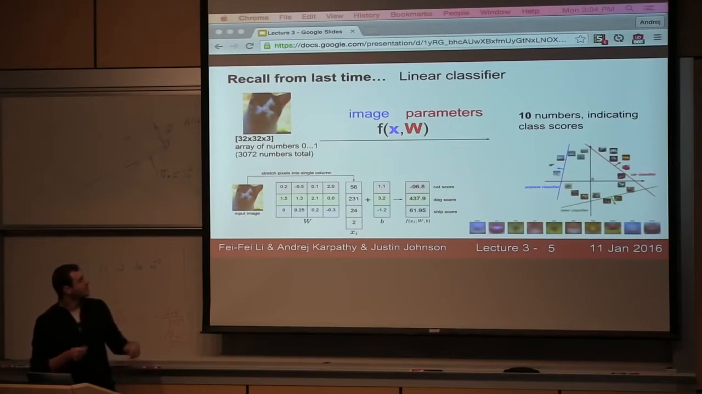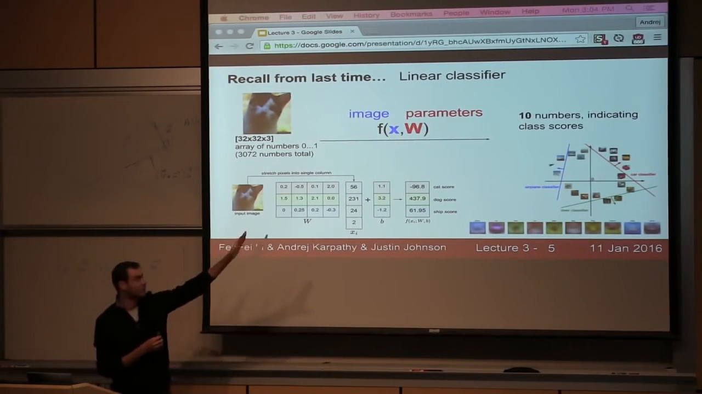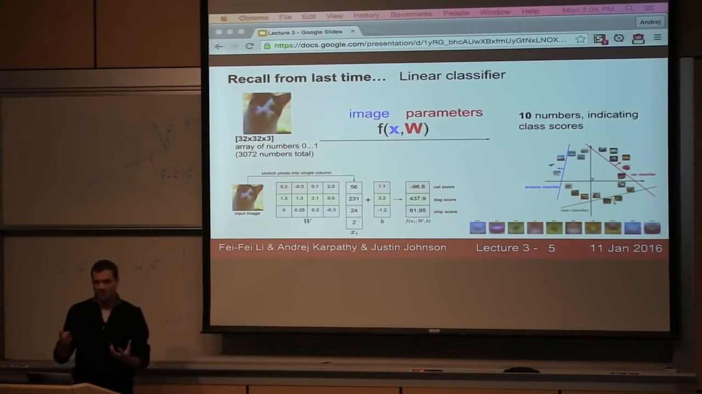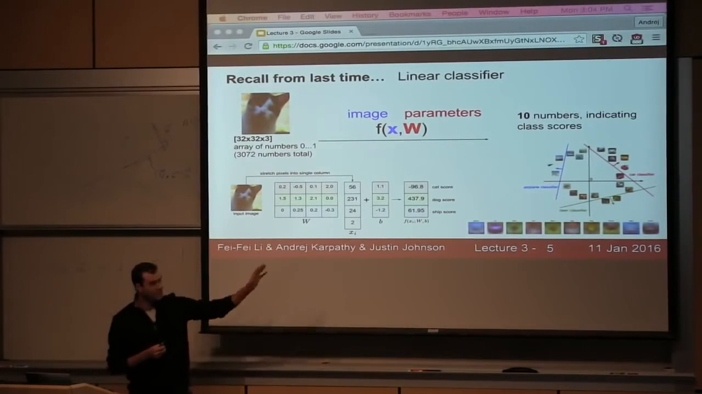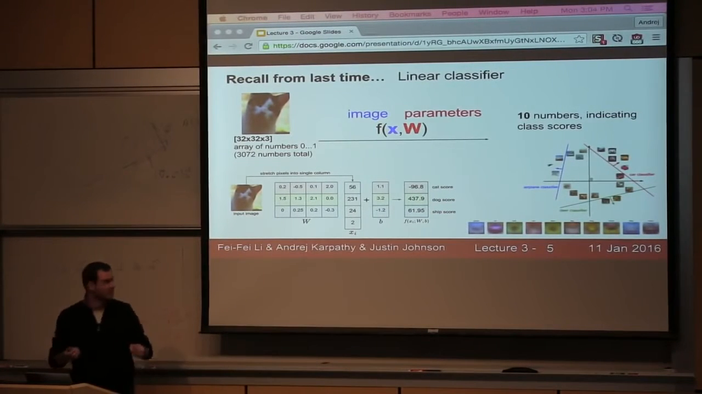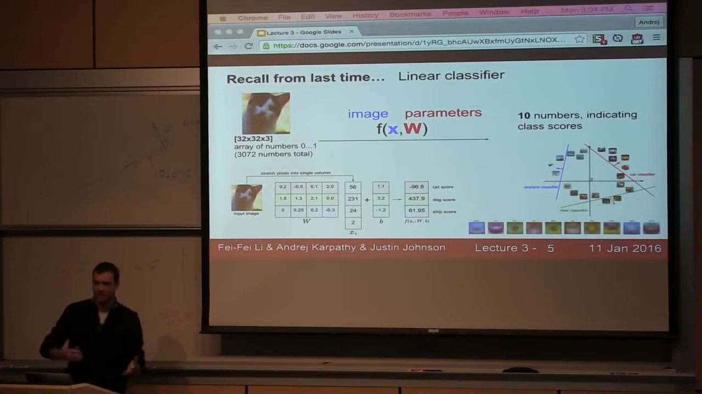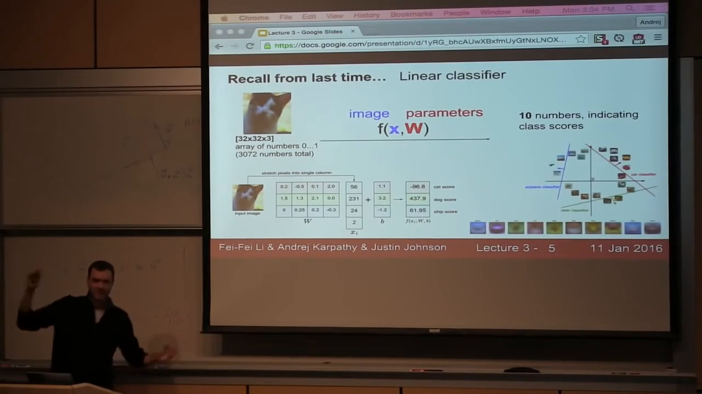Then I introduced the idea of this approach that I termed the parametric approach, which is really that we're writing a function f from the image directly to the raw 10 scores if you have 10 classes. And this parametric form we assume to be linear first, so we just have f = Wx. We talked about the interpretations of this linear classifier: you can interpret it as matching templates, or as these images being points in a very high dimensional space, and our linear classifiers are kind of going in and coloring this space by class scores, so to speak.